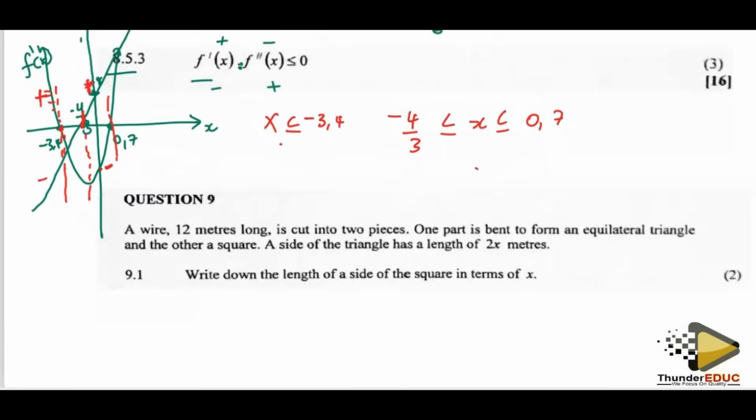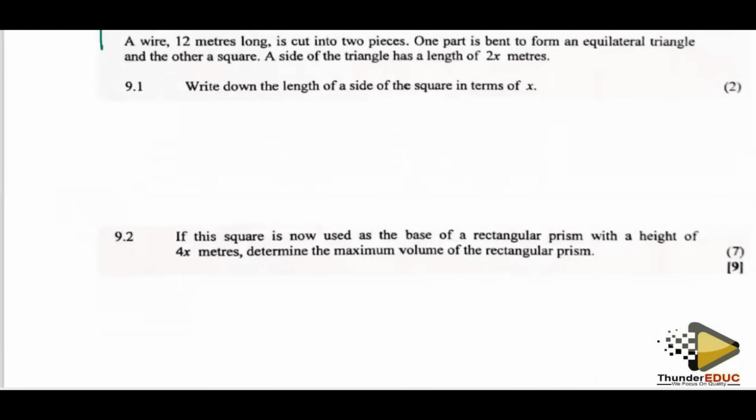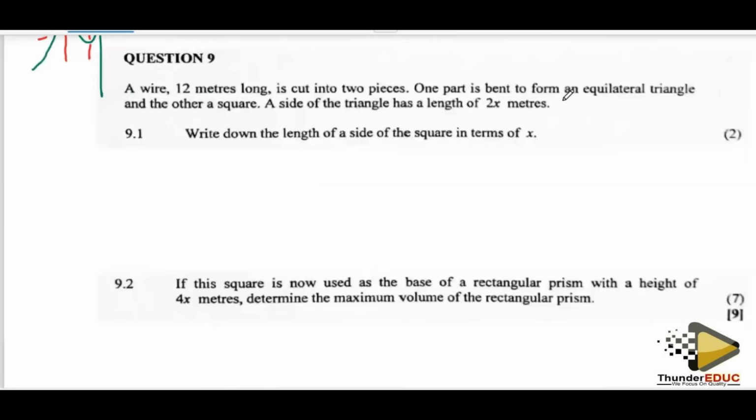Then question number 9. A wire which is 12 meters long is cut into 2 pieces. One part is bent to form an equilateral triangle, and the other is bent to form a square. A side of the triangle has length of 2x. Which means that it is equilateral. One thing about an equilateral triangle is that all sides are equal. So that is 2x, 2x, and 2x, which means the total perimeter of the triangle is 6x.